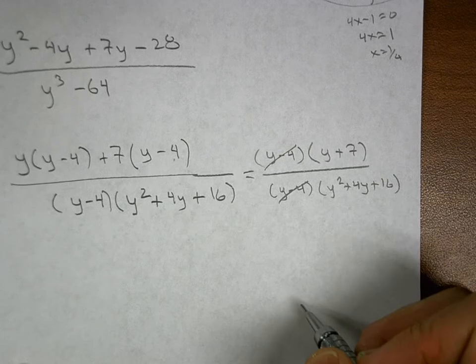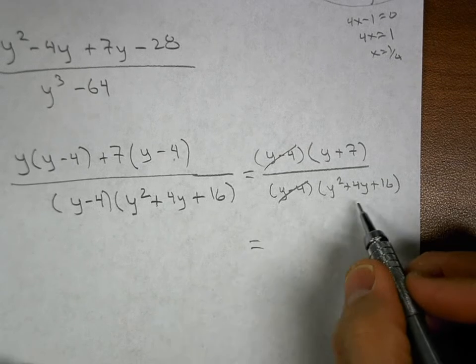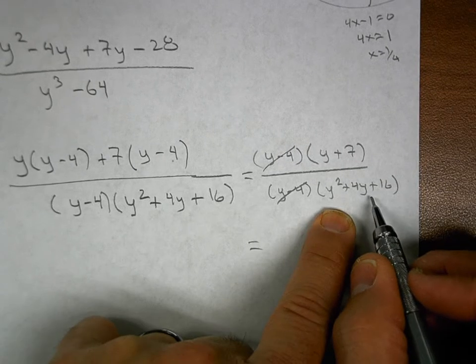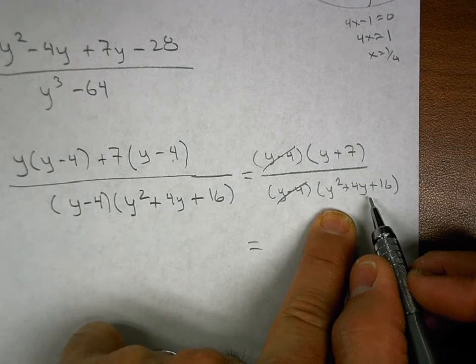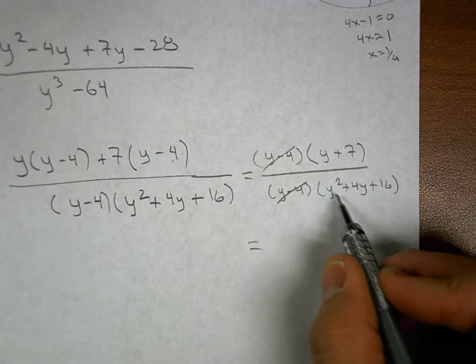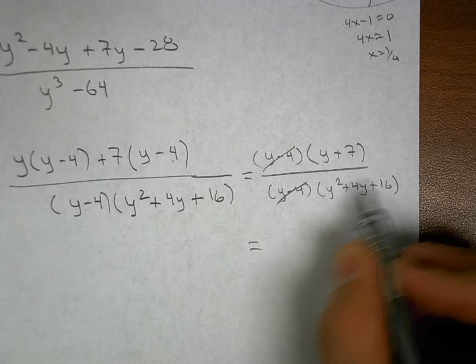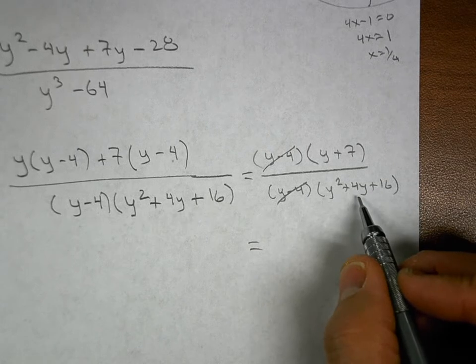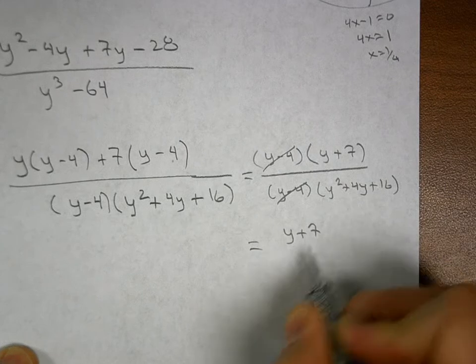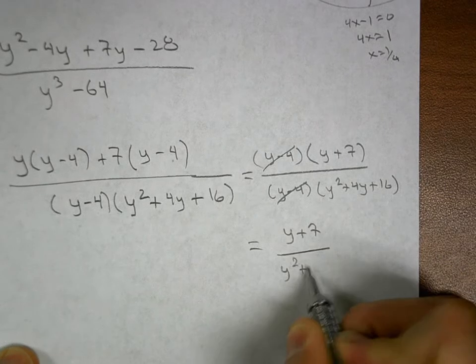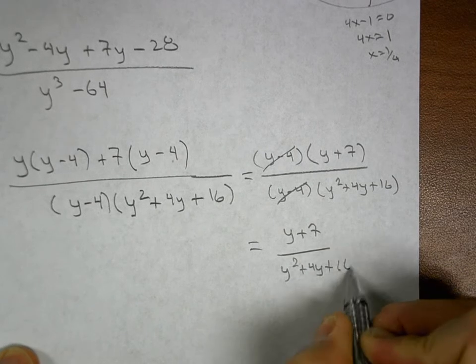And then, oh, try to factor this? Why not? You can't. This will never, ever factor. So don't try to factor it. Ever. Okay, so there we go. So it's y plus 7 over y squared plus 4y plus 16. That's as reduced as you're going to get.